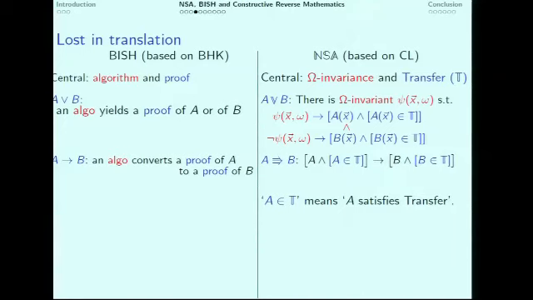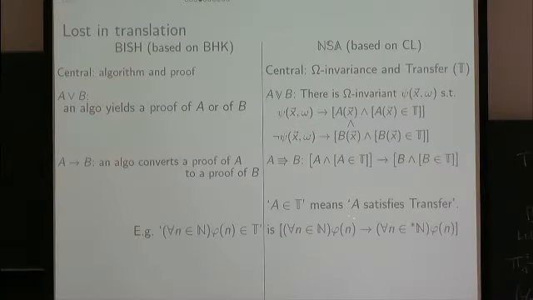A implies B: an algorithm converts a proof of A to a proof of B, and that's A hyperimplication B on this side. If we have A and A satisfies transfer, then we have B and B satisfies transfer. Again, A in T means A satisfies transfer. Here the algorithm is sort of implicit because we only have comprehension for omega-invariant formulas. So anything we want to do in Blackboard NSA has to be omega-invariant by design. Now as an example, a universal formula is in T means that, if it holds, then it holds on all numbers. As I said, we don't have Pi^0_1 transfer, so some Pi^0_1 formulas satisfy transfer and some don't. And this is very important.